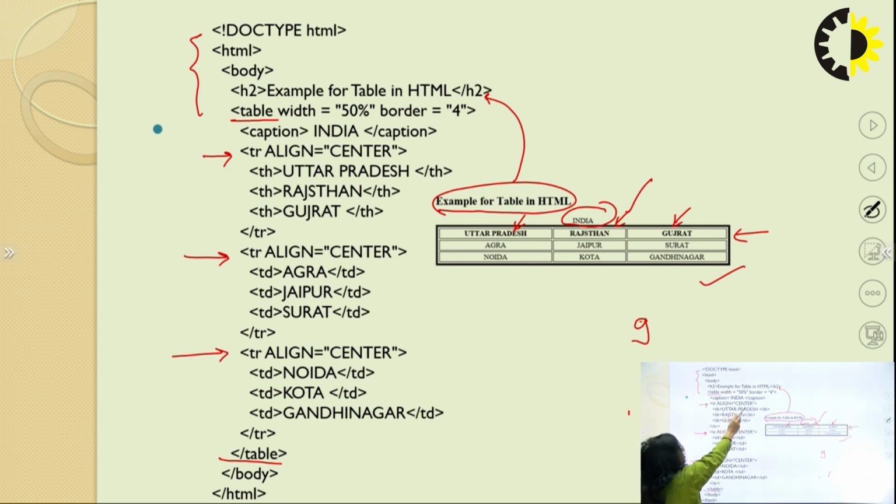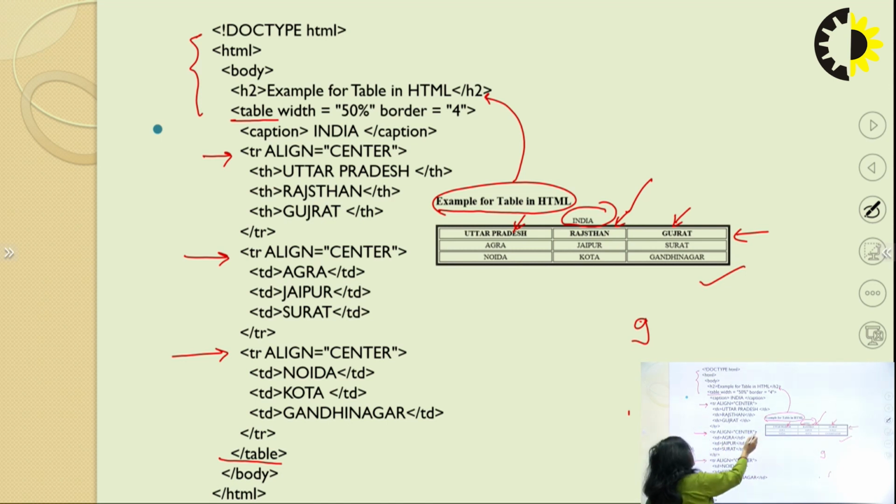tr align is equal to center. If you want to align your data in the center, you can use the align property of the table. Align is equal to center. By using align equal to center, all the entries are put in center aligned format. So th Uttar Pradesh, th Rajasthan, th Gujarat. So in the first row, 3 entries can be assigned as table headers.